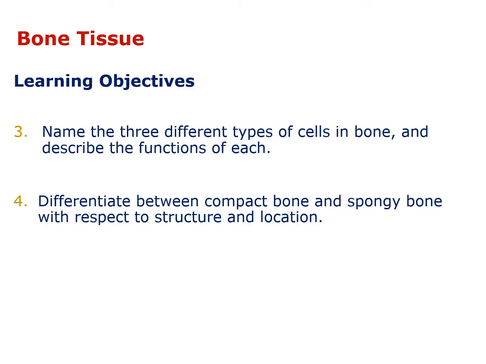We'll name the 3 different types of cells in bone and describe the functions of each. We'll differentiate between compact bone and spongy bone with respect to structure and location as well.